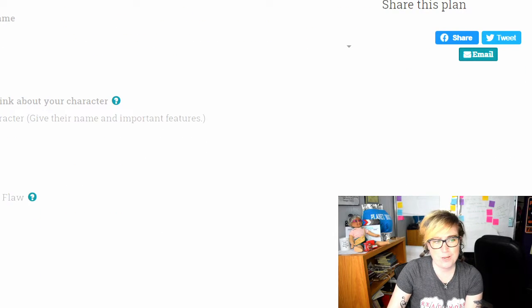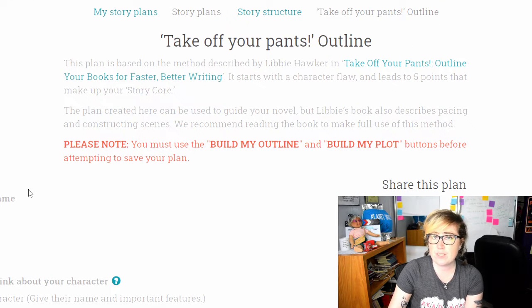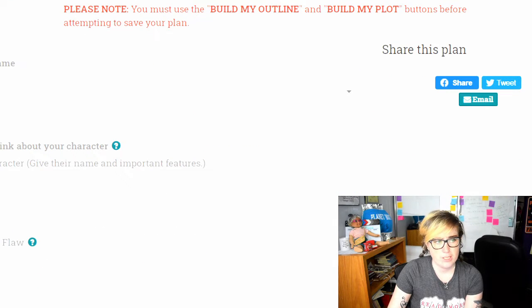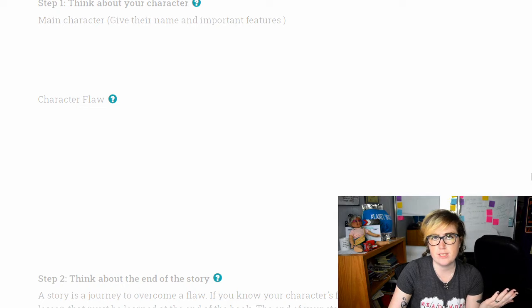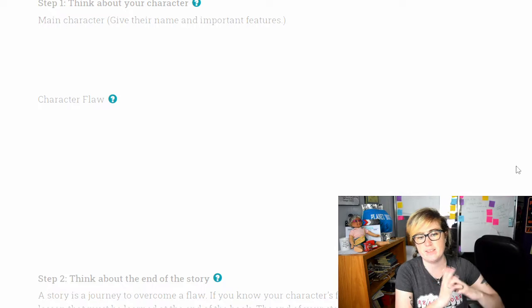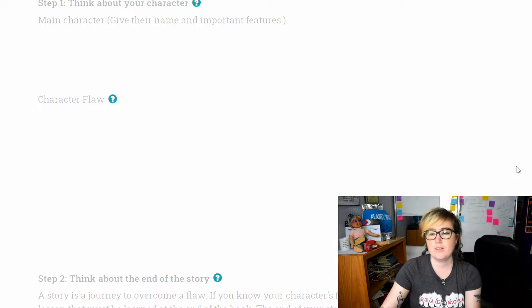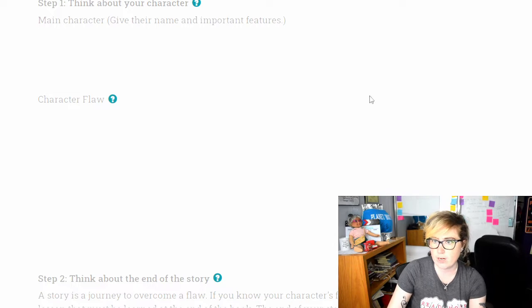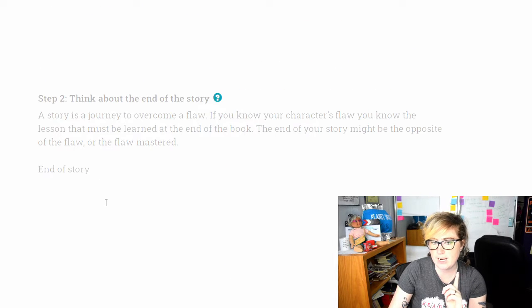So anyway, we were using this outline, which basically follows a similar structure to Save the Cat. But it starts with thinking about your characters first, which is also kind of what I did when I did Sculpt Yourself, just that I did them separately. It was like, here's the character arcs, now here's the plot outline, whereas this one you do them all together. So you think about your character and their flaw, and then you jump from the beginning straight to the end.